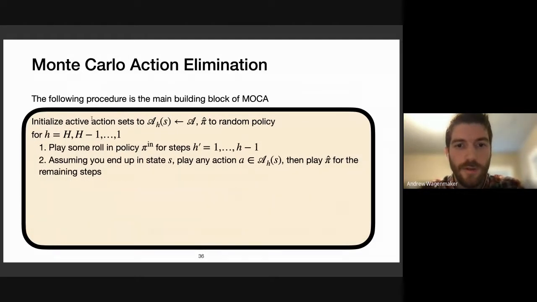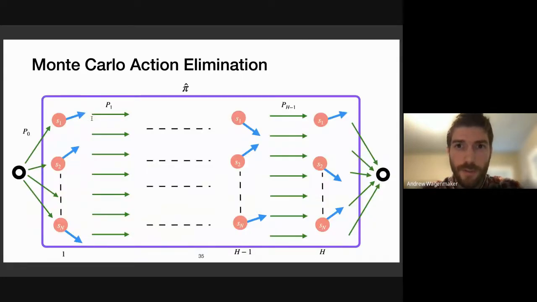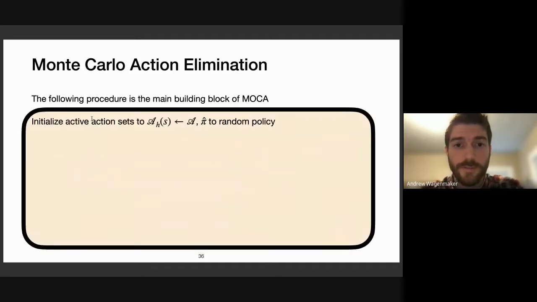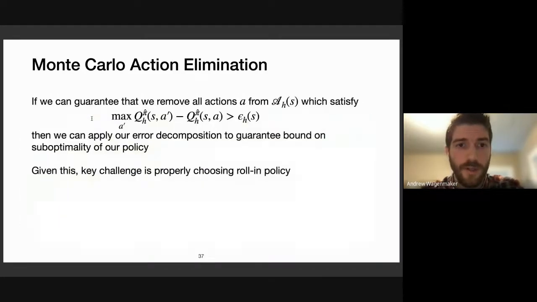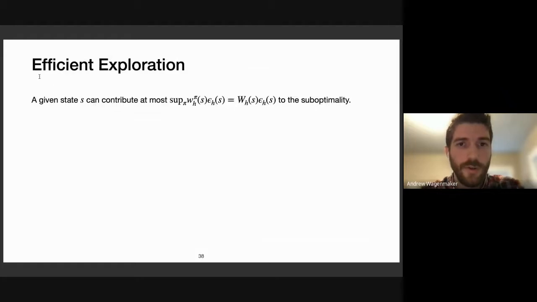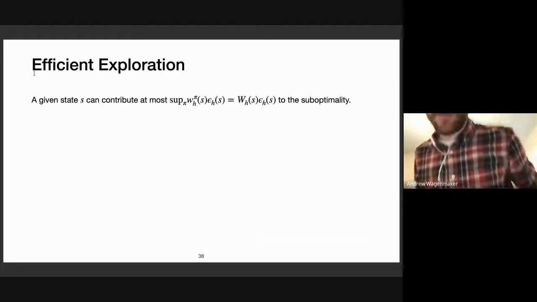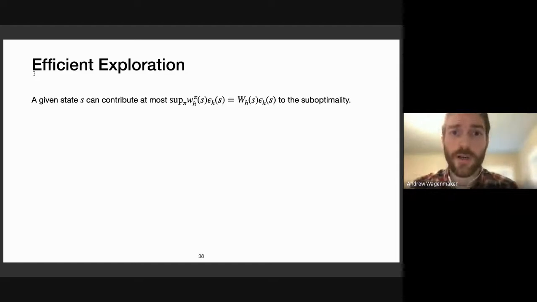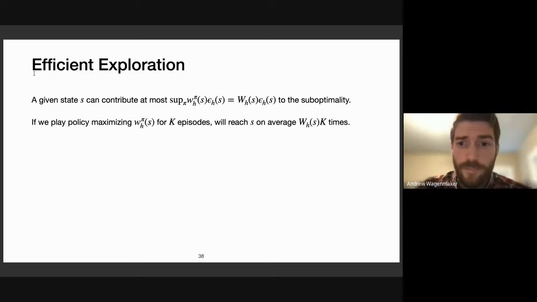So what I just described is the basic conceptual idea behind Mocha: let's just do this elimination of actions in a Monte Carlo way. And so then the question is, how do you do efficient exploration? We can do a back-of-the-envelope calculation. Let's say we play policy pi, the one that reaches S with highest probability. Then we'll expect to reach S on average w_h(S) times K times.